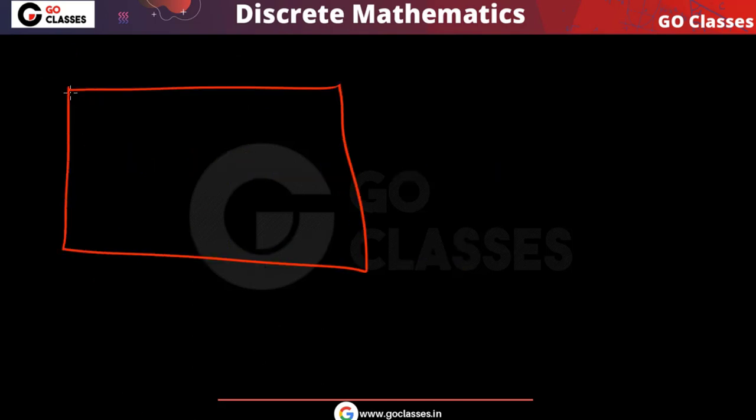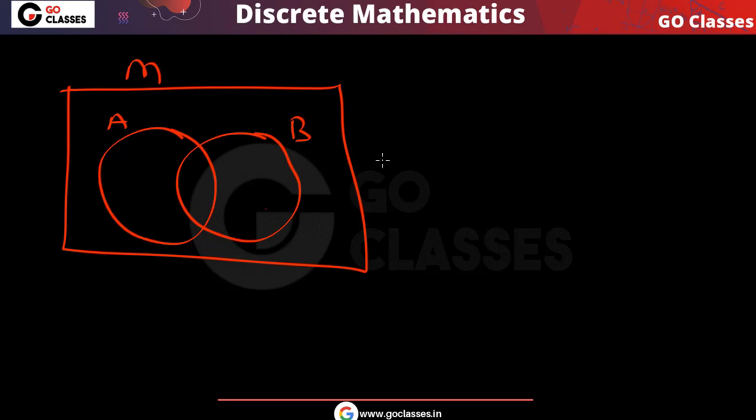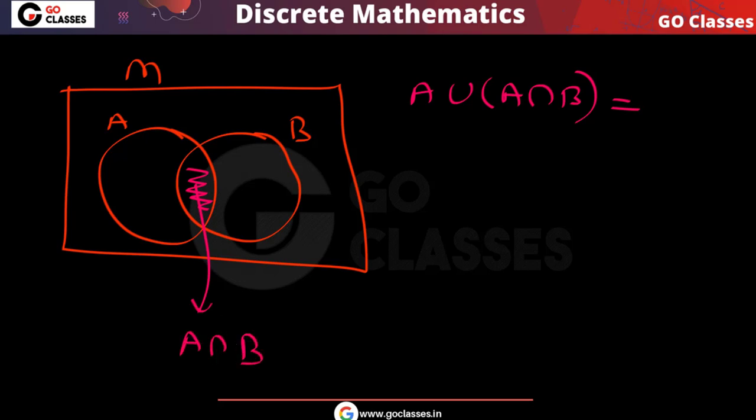See, let's assume this is your universal set, this is set A, this is set B. Then you can clearly see what A union (A intersection B) is. Remember, this is A intersection B. So what is A union (A intersection B)? This area is A intersection B. So finally I can say A union (A intersection B) is simply A.